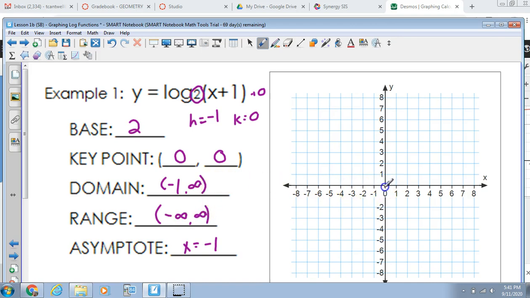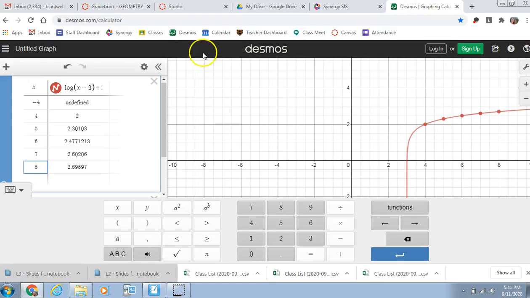Key point is 0, 0. Our asymptote is at x equals -1. And it would be everything on the right-hand side of it. We know that our values are going to get closer and closer to this asymptote. And then to get these other values, let's go over and check out decimals for just a moment.